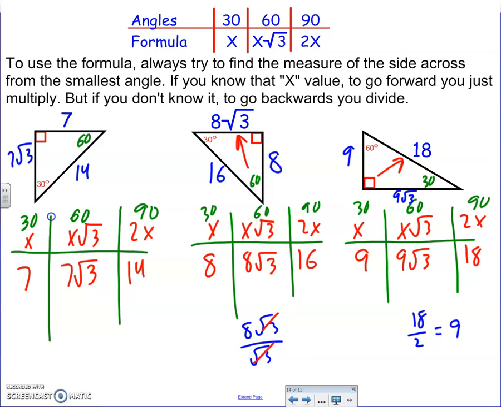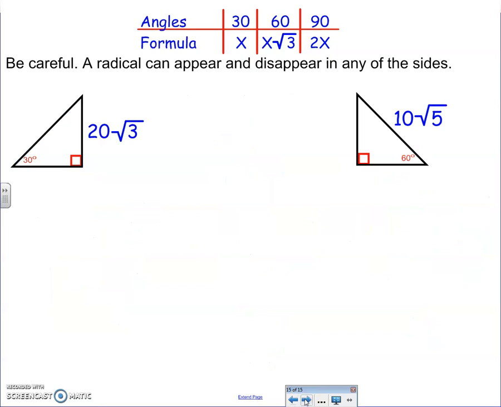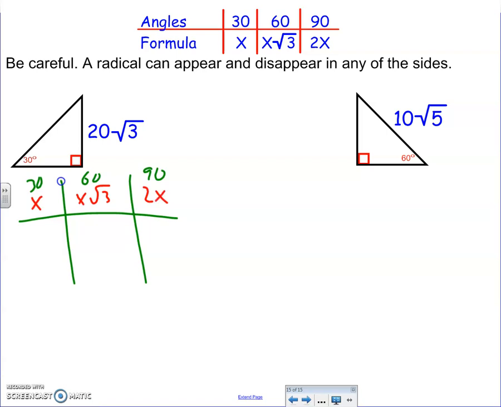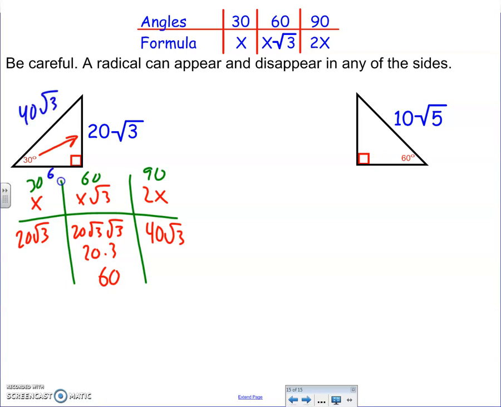All right, last slide. Like before, be careful. A radical can appear and disappear in any of these. So I'm going to do the same thing. 30, 60, 90. x, x root 3, 2x. This 20 root 3 is across the 30. To go forward, you multiply. It's going to be 20 root 3 times another root 3. Root 3 times root 3 is just 3. So 20 times 3, that's 60. Then if you want to double the smallest, 20 root 3 times 2 is going to be 40 root 3. So we found the three sides here. This is going to be 40 root 3, and this is going to be 60. And if you type it in the calculator, 40 root 3 is a bigger number than 60. That's true because the hypotenuse is the largest.